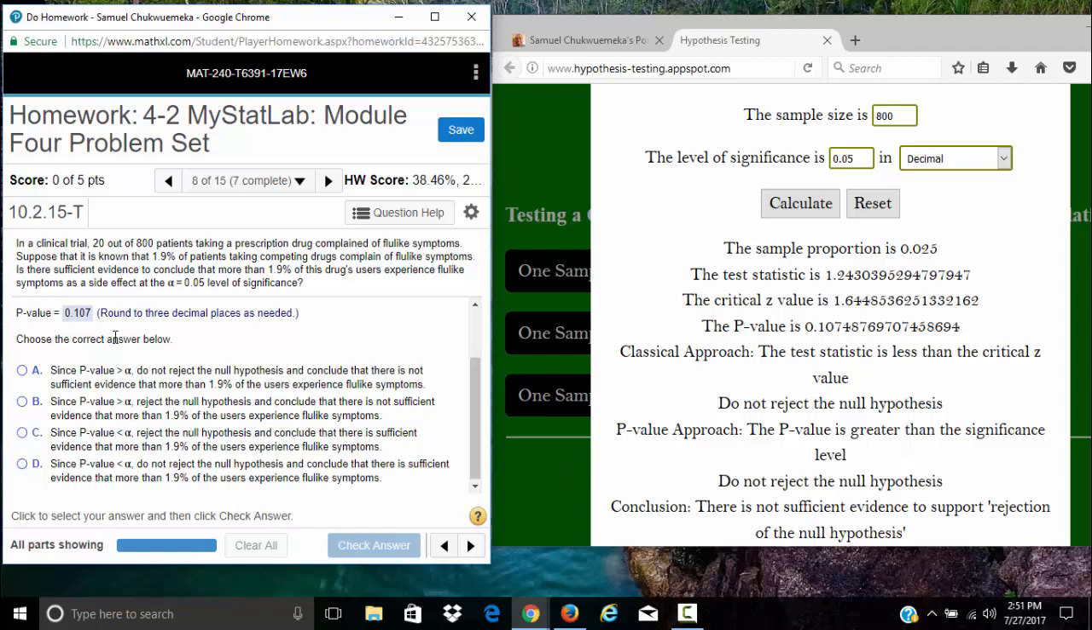So you look at these options, it could be A or B. C and D are out, process of elimination. So A: since the p-value is greater than the level of significance, do not reject the null and conclude there is not sufficient evidence. You see, the conclusion is also there for you. Okay, so the answer is A right away.